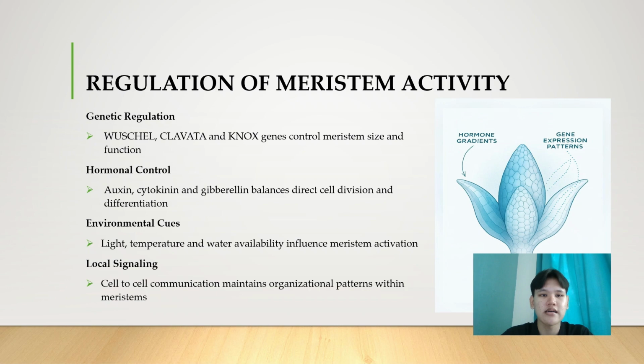Next is regulation of meristem activity. First is genetic regulation. Shootmeristemless, CLAVATA, and KNOX genes control meristem size and function. Then is hormonal control. Auxin, cytokinin, and gibberellin balance direct cell division and differentiation. Environmental cues: light, temperature, and water availability influence meristem activation. Lastly is local signaling. Cell-to-cell communication maintains organizational pattern within the meristem.